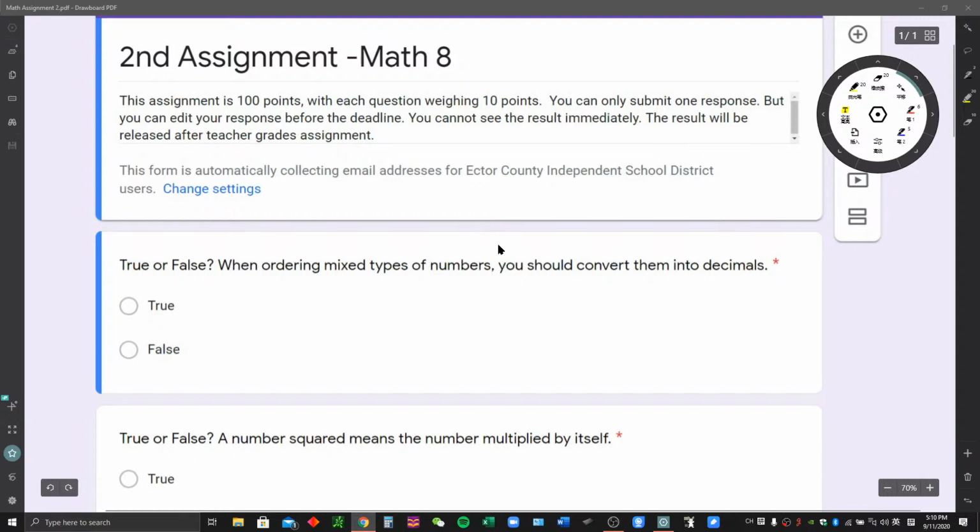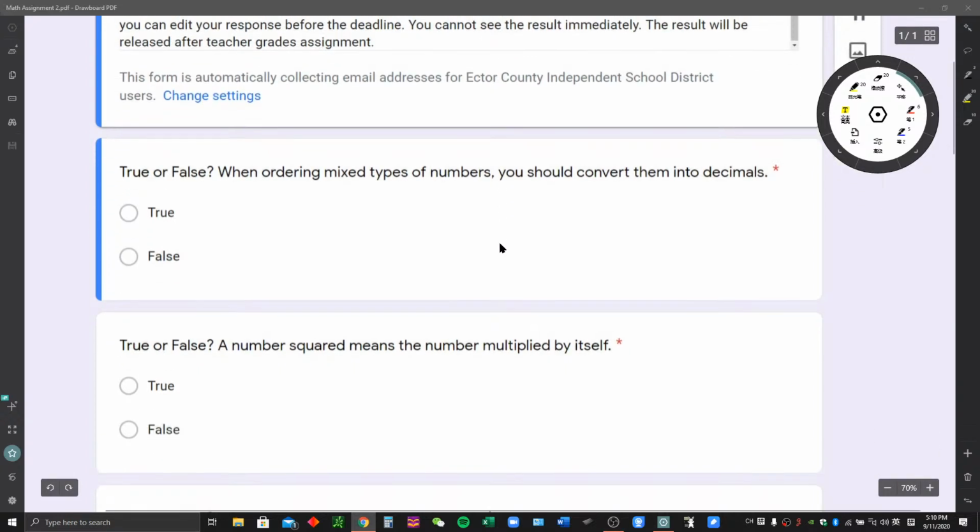Okay, now let me help you with the questions in the second assignment. There are 10 questions. First, true or false? When ordering mixed types of numbers, you should convert them into decimal.